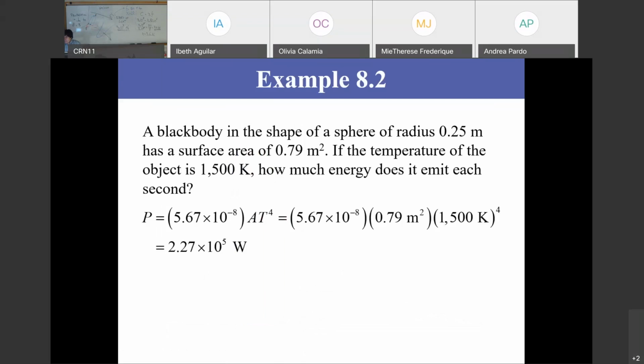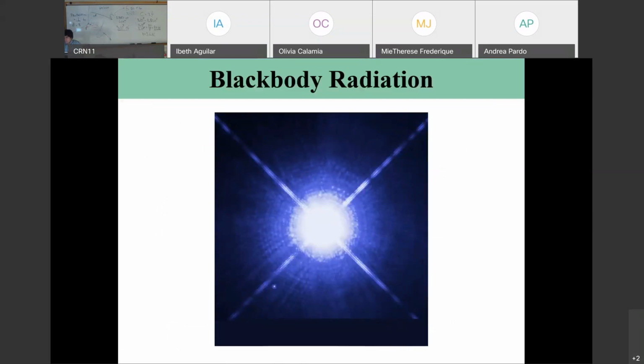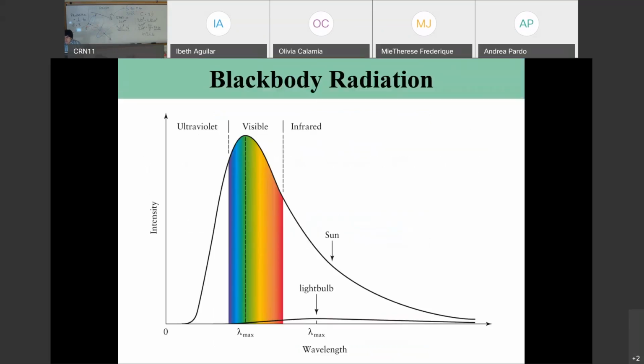Don't worry about the equation. We're not going to be testing that. It's just for you guys to know. The same with this. And these are some of the applications. We use this for stars to model their spectrum. So we can use this black body radiation to model the spectra of stars.